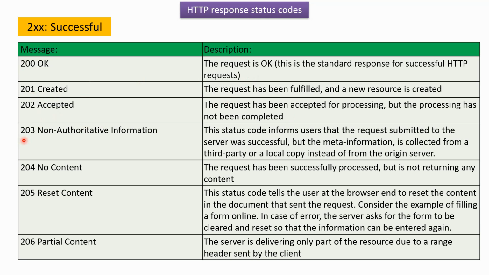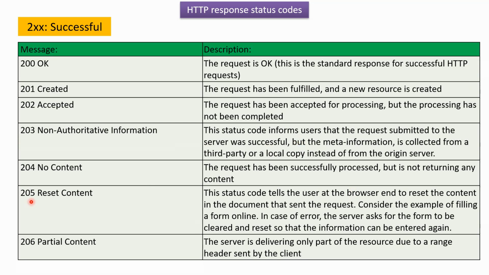Status code 203, which is non-authoritative information. This status code informs the user that the request submitted to the server was successful, but the meta information was collected from a third party or local copy instead of from the origin server. Status code 204, which is no content. The request has been successfully processed, but it is not returning any content.